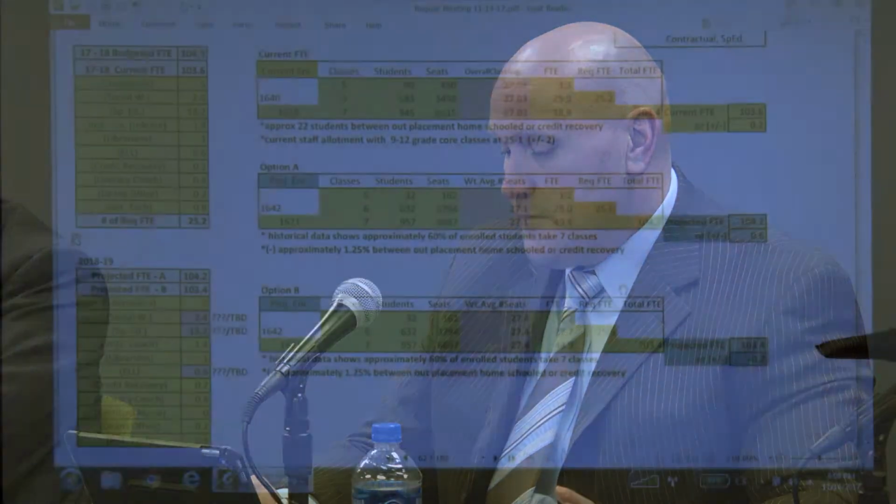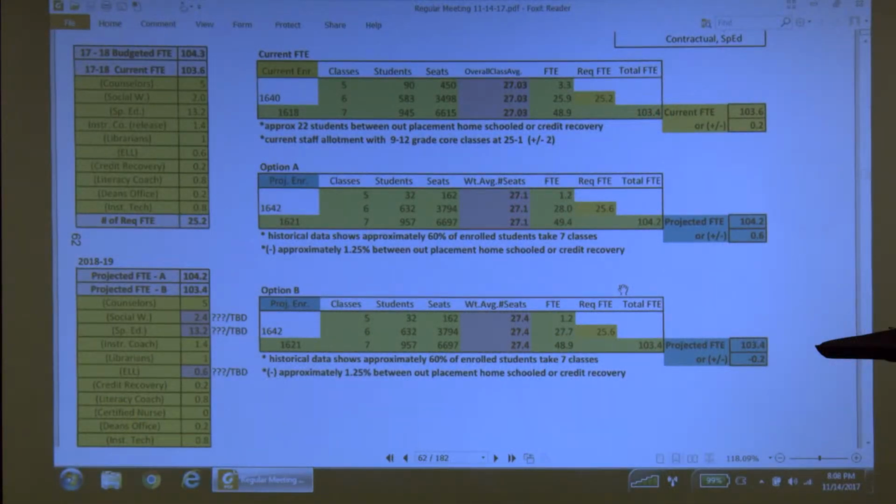So that's the only, if you look at that chart on the left for required, the only increase I'm proposing right now is that 0.4 part-time social worker. I highlight special ed and ELL because if we get a huge influx of second language learners, we're mandated to provide those courses. That could always increase. And the same with special ed.